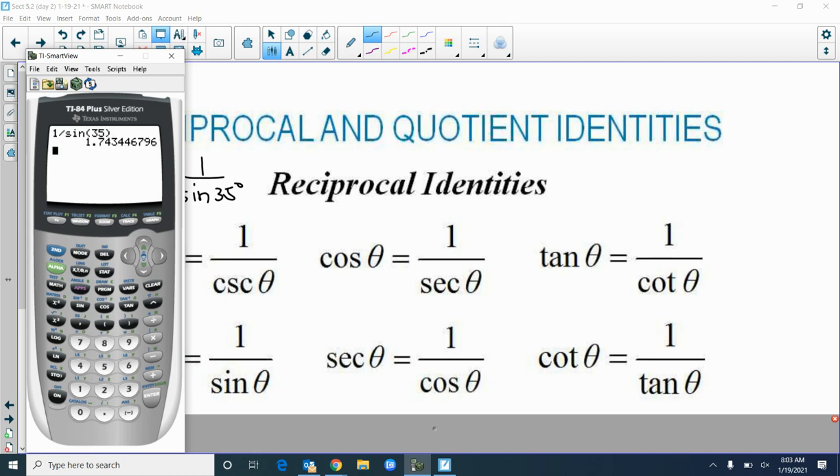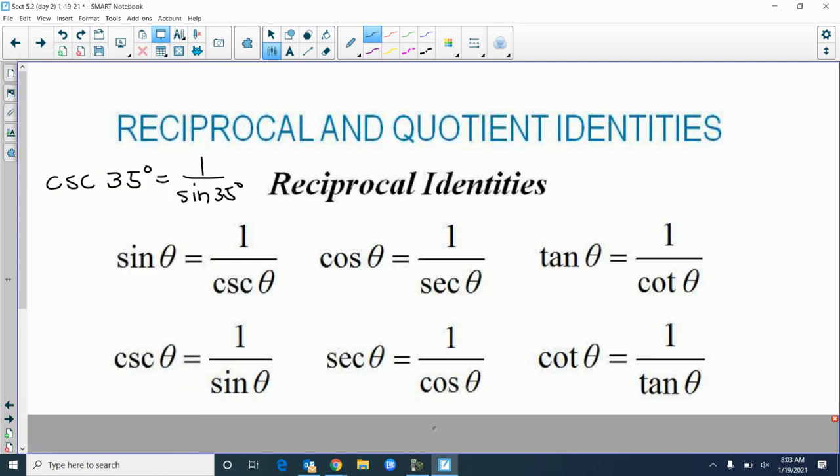Okay, 1.743 for that one. Max, I'm getting a completely different answer than that. All right, go to mode. Are you in degrees? Fraction, I'm in radian. Okay, fix that. In these next few chapters, you always got to double check what mode you're in. Because a lot of times we'll be using radians, you got to be in radian mode. And then a lot of times we'll be in degrees, you got to be in degree mode.